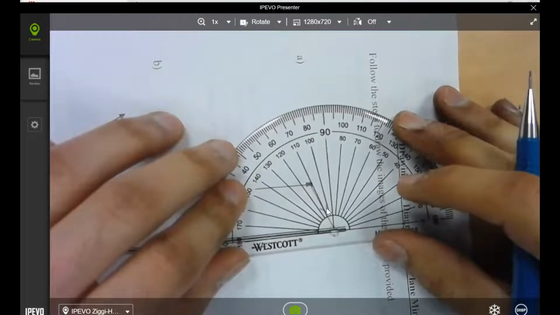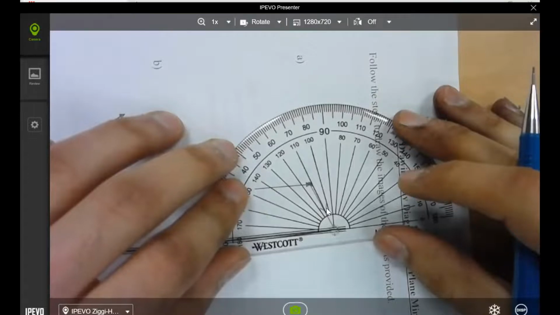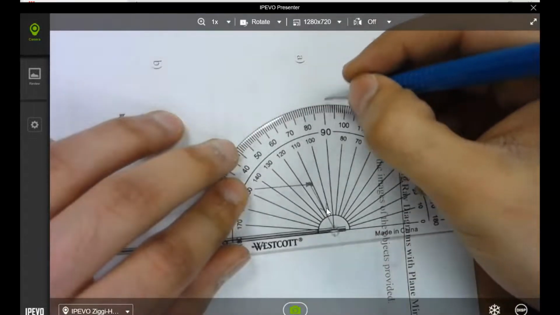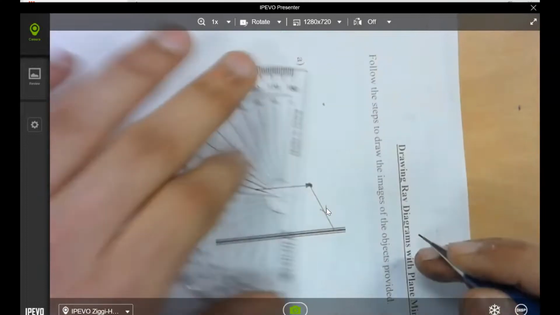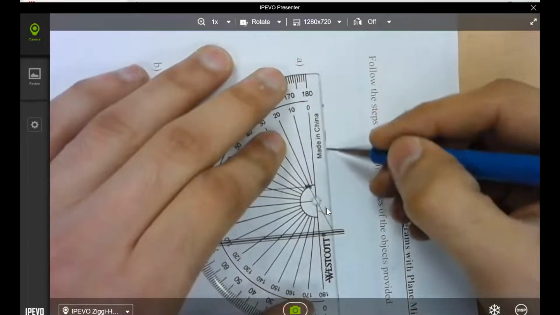At the point of incidence, we have to first find a normal. Should be at the 90-degree mark. So I'm going to take that and draw dotted lines from there.